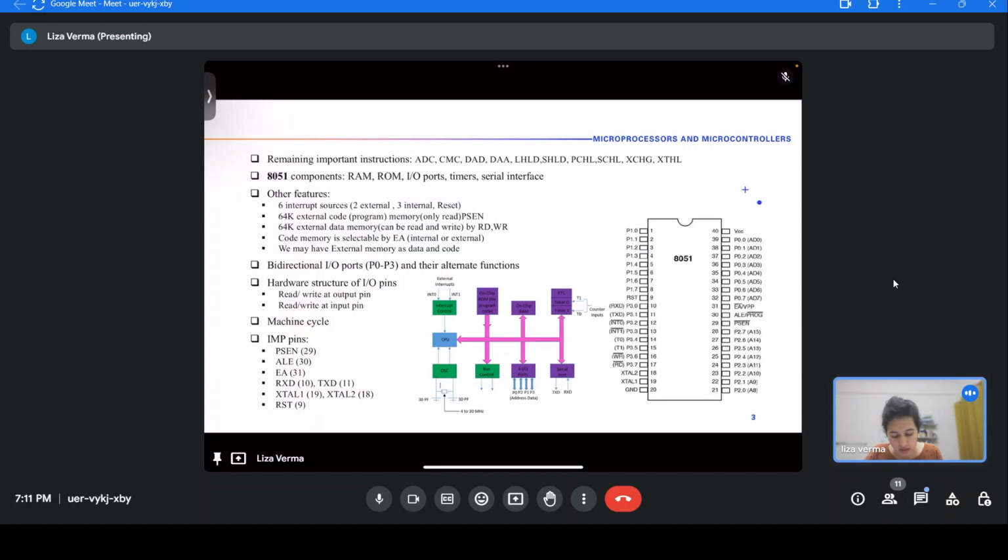Let's say ADC, CMC. I think we have discussed them at some level. These are some of the remaining instructions. ADC is add with carry, CMC is complement carry, right? So I think we should begin with 8051.